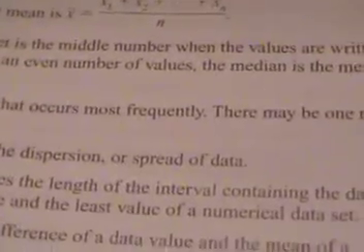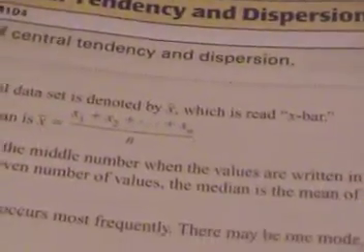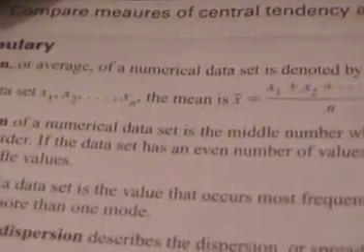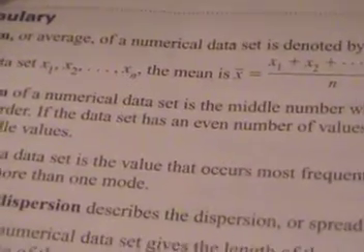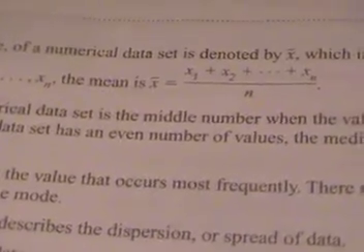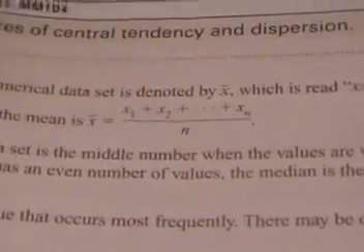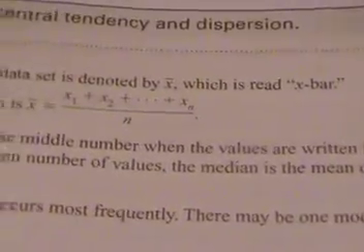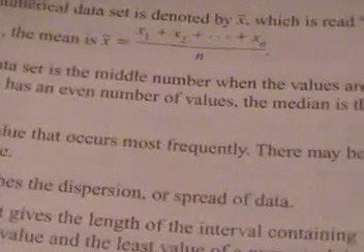And so, mean means the average of the number data set, denoted by X, which is read X bar. From the data X1, X2, ... Xn, the mean is X bar equals X1 plus X2 plus etc., then divided by the total number of values added up.